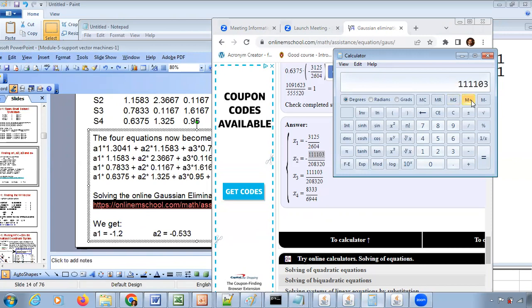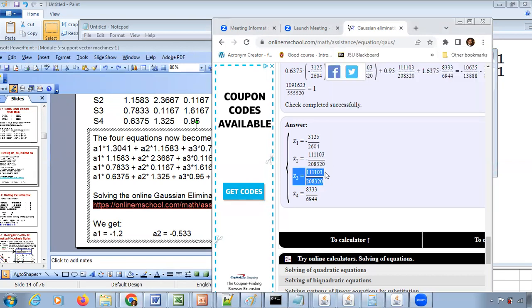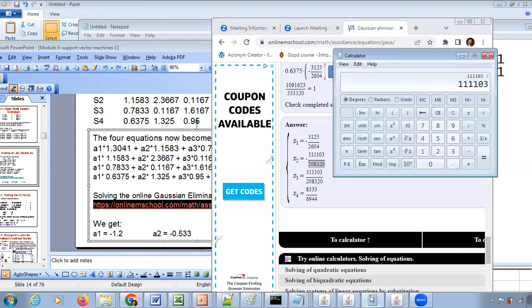Control V, divided by this. Copy this. Sorry. Make sure you copy just that number. Control C and divide by, and press Control V to copy that value. You're going to get that. So it's again, this is a negative sign, so it's negative 0.533.